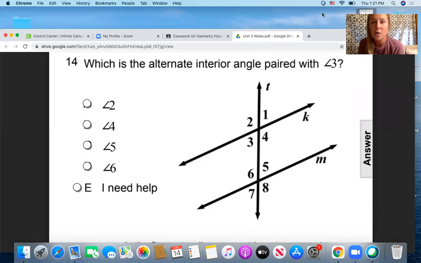All right. So I think that instead of playing the videos, since we seem to be doing really well on these ones, we can just type in the chat and we'll do a chat smash and send these all at once. So which is the alternate interior angle that is paired with 3? Go ahead and type it in the chat and then we'll all send it at one time.